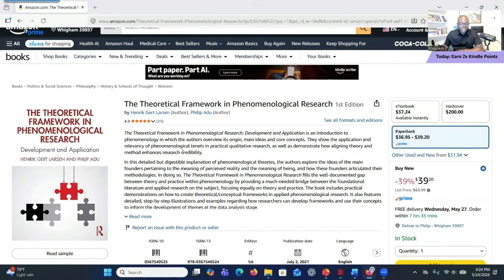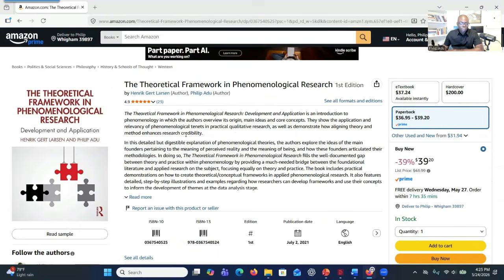It gives you foundational knowledge about phenomenology and about how to use the interpretative phenomenological approach and also the descriptive or transcendental phenomenological approach. We provide you step by step how to analyze your data and how to incorporate a specific theoretical framework that you have selected into the analysis. So this book can also help you a lot. I'll put the links to these books in the description section.